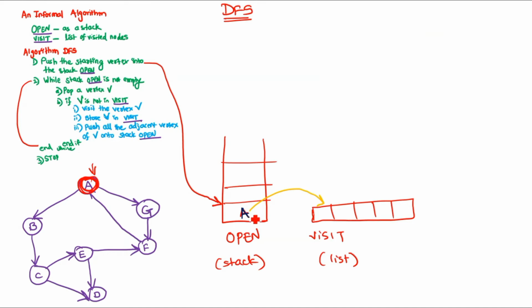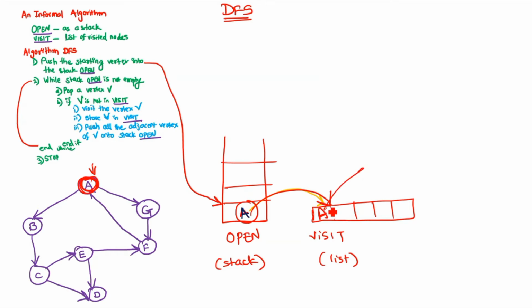Now the stack is not empty, so we have to pop a vertex V. Only that vertex is there, so it will be popped and visited, and we store V in the visit list. We will visit this vertex and store it into this particular list, and push all adjacent vertices of V onto the stack.